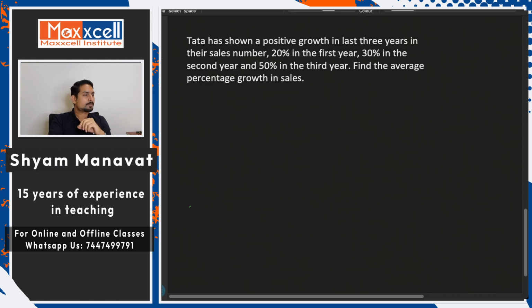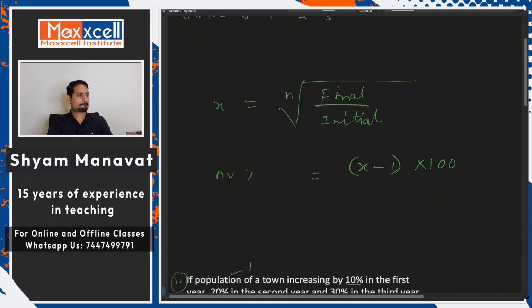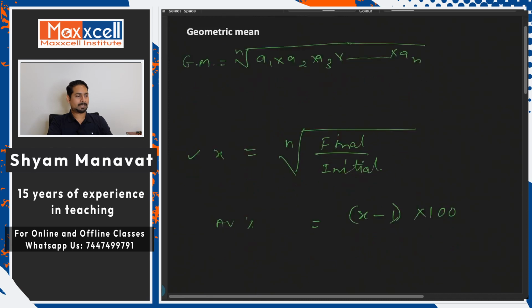So Tata has shown a positive growth in last 3 years, which is 20% in first year, 30% in second year, 50% in third year. Find the average percentage growth in sales. What are you going to do? You are going to find the final value after doing this increase.